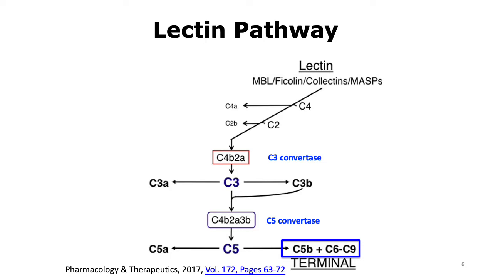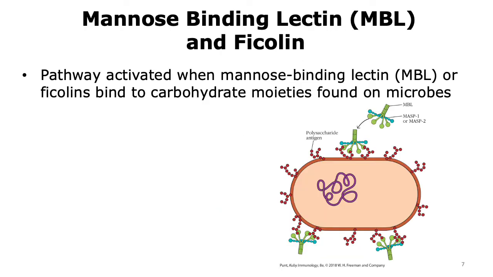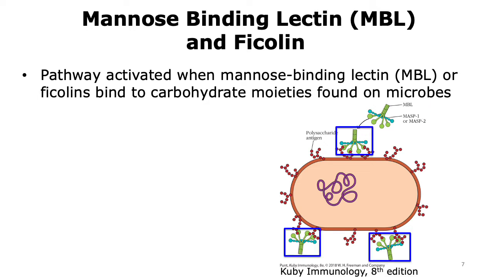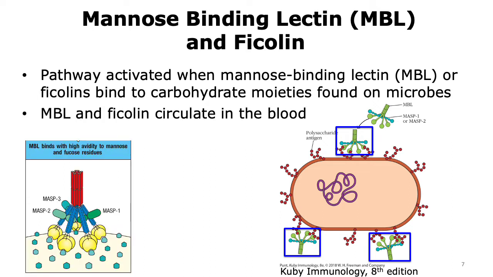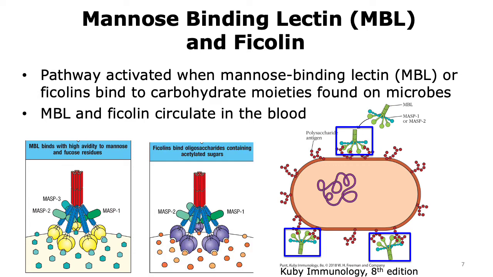So let us look at this entire process in more depth. The lectin pathway is activated when proteins are able to bind to carbohydrate moieties that are found on the surfaces of microorganisms. The complement proteins that are able to identify these kinds of carbohydrate moieties are Mannose Binding Lectin and Ficolin. They both are able to identify different types of carbohydrate moieties. And let us first look at the Mannose Binding Lectin.